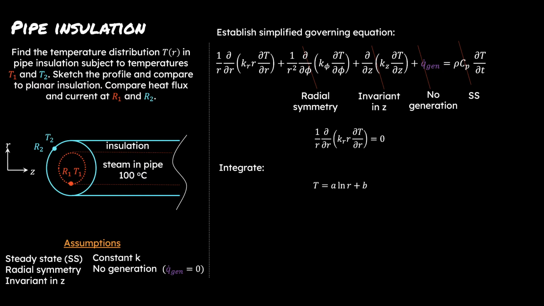We can integrate this, and we get that the temperature equals A times the natural log of r plus B. We have two constants, A and B, that we want to solve for here. We need to apply boundary conditions: that the temperature at r₁ equals T₁, and the temperature at r₂ equals T₂. If we take these boundary conditions and apply them to the expression just above them, we'll get our temperature distribution.